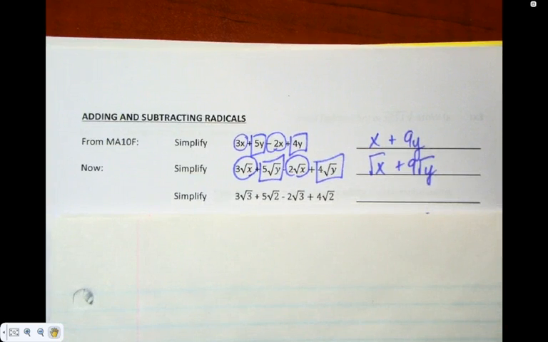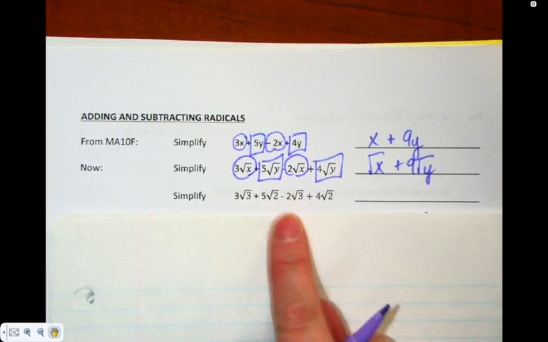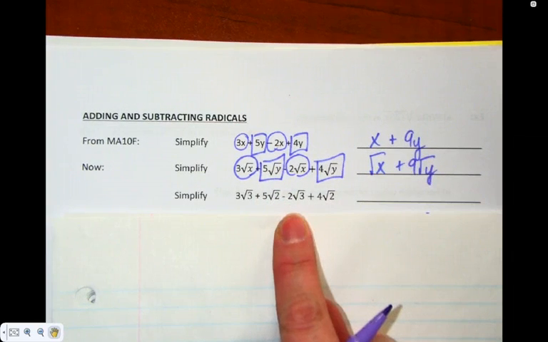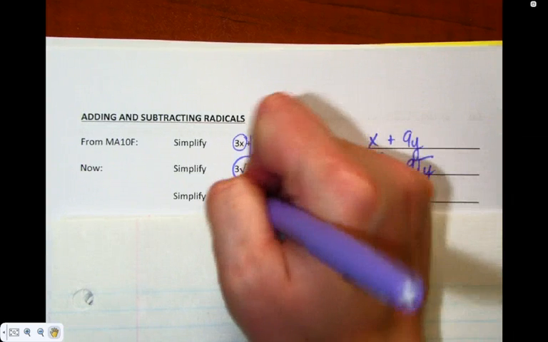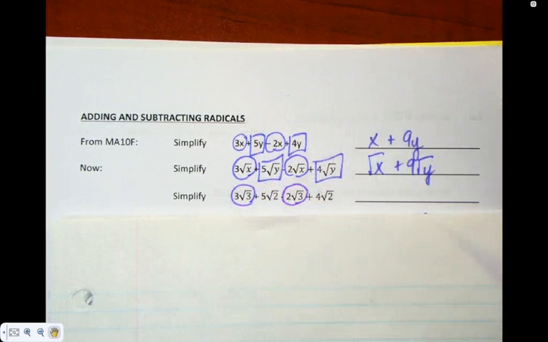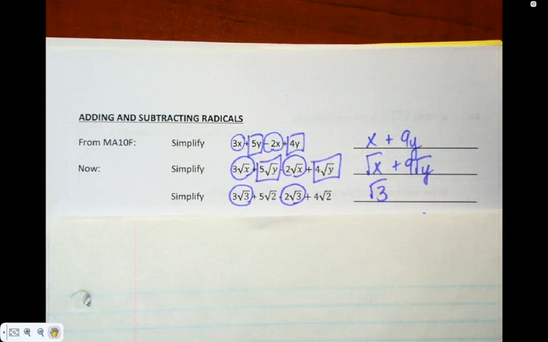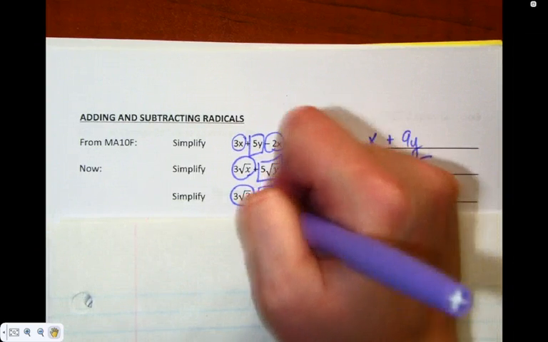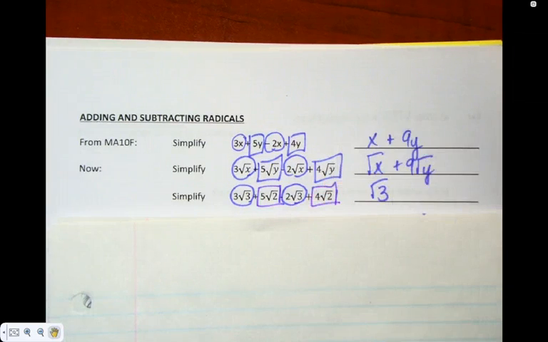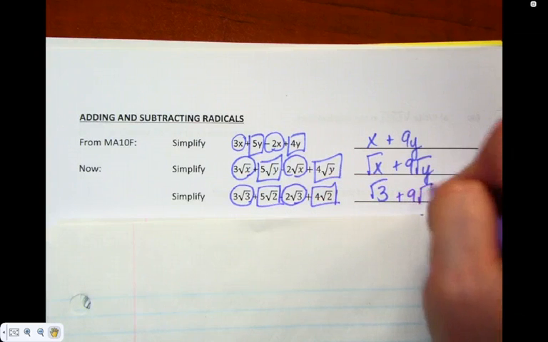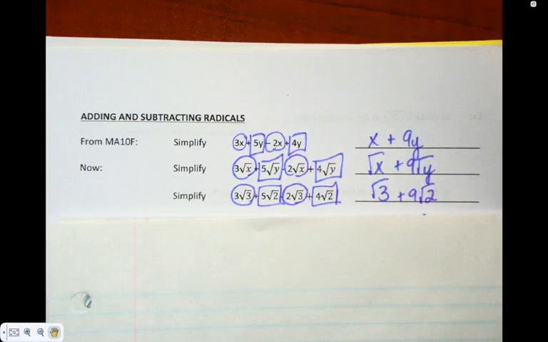Okay, let's mix it up a little bit. Now the coefficients are going to be the same, and here instead of variables, I'm putting numbers underneath. So what I'm going to look at first is the like terms of root 3's. So I have 3 root 3, and I have negative 2 root 3. How many root 3's do I have? 1 root 3. And here I have 5 root 2's and 4 root 2's. How many root 2's do I have? Plus 9 root 2. Do you see the pattern of what's happening there?